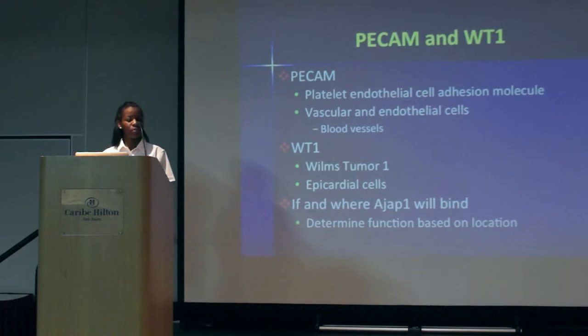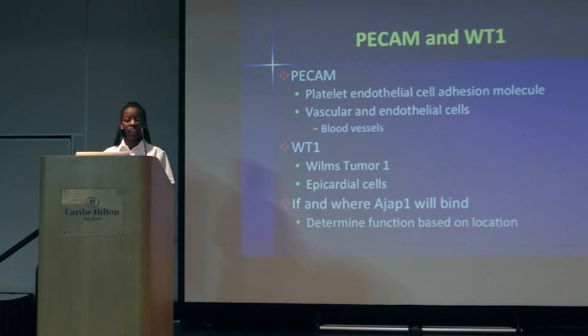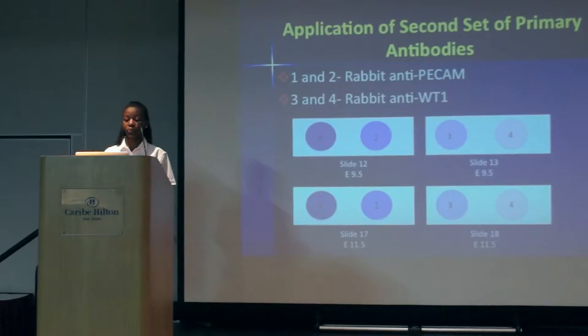This double staining is important to determine if and where HOP1 will bind. If it overlaps with PCAM when looked at under fluorescent microscope, we'll be able to conclude that HOP1 is present in the vascular and endothelial cells and therefore in the blood vessels. If it overlaps with WT1, we'll be able to conclude that it's present in the epicardial cells. If HOP1 overlaps with one or both of these, we'll be able to see exactly where HOP1 adheres to in the heart and can determine the function based on the location.